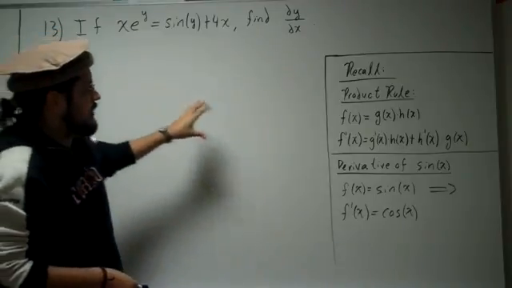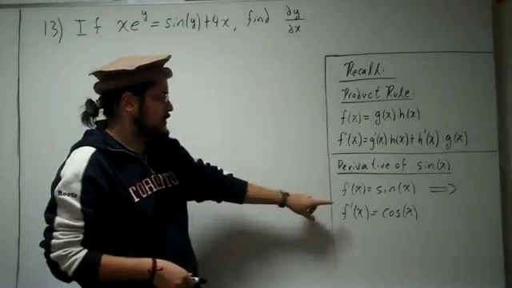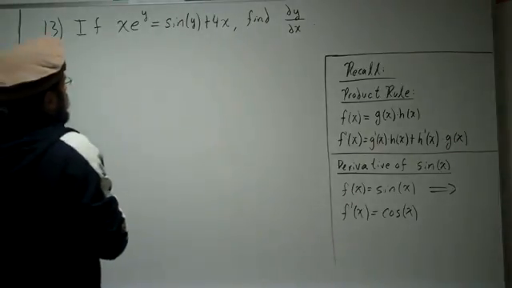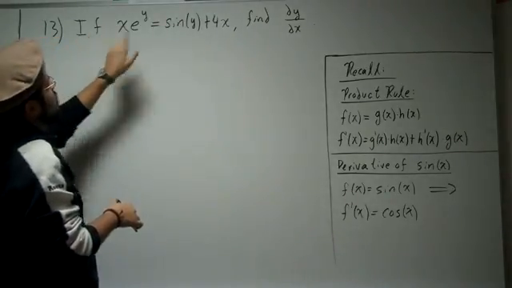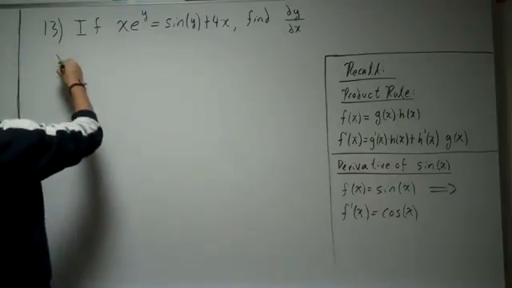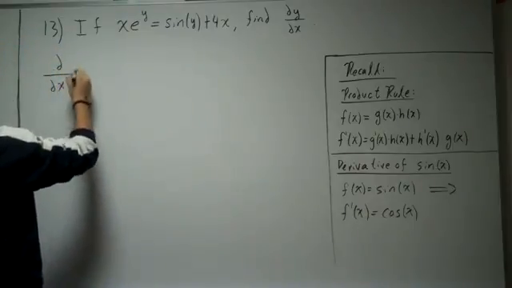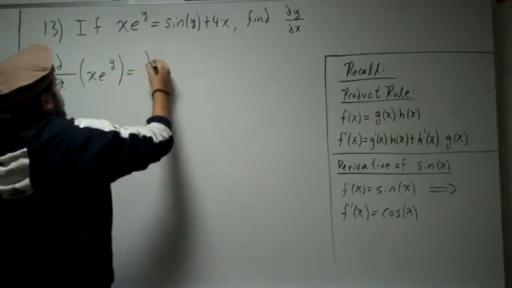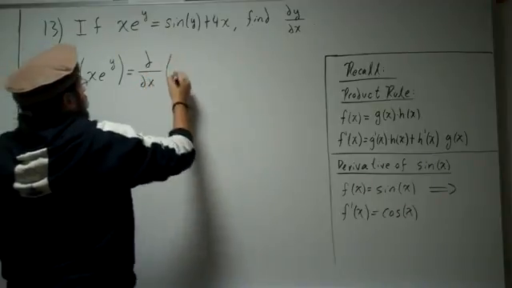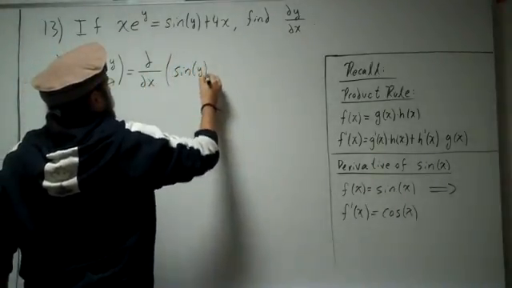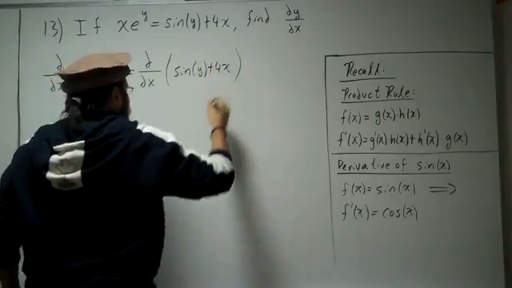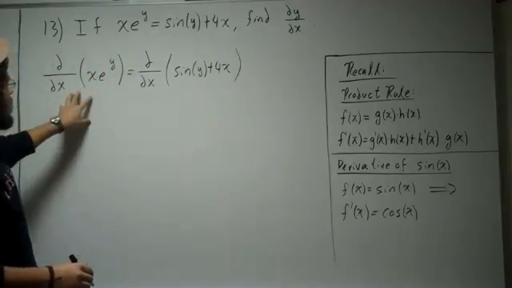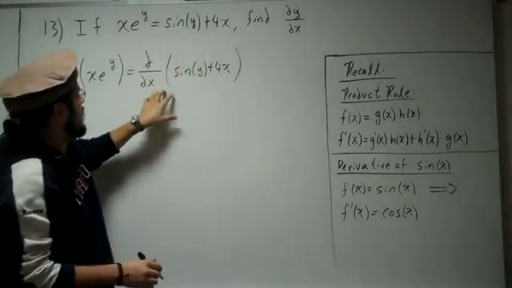And during the process we're going to encounter the product rule and the derivative of sine. So I put this here to recall. Alright, let's go ahead and solve this. In order to solve this, we have to take the derivative with respect to x of both sides. So that means d/dx of x e to the y is equal to d/dx of sine y plus 4x. I'm taking the derivative of this with respect to x on this side, and the derivative of this with respect to x on this side.